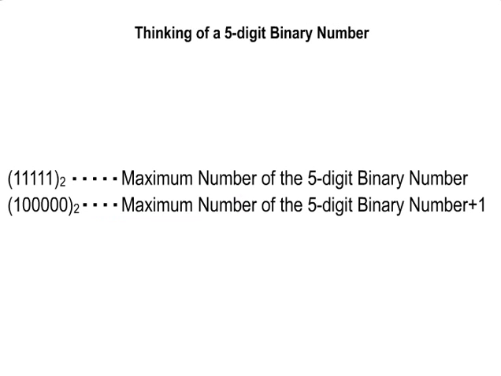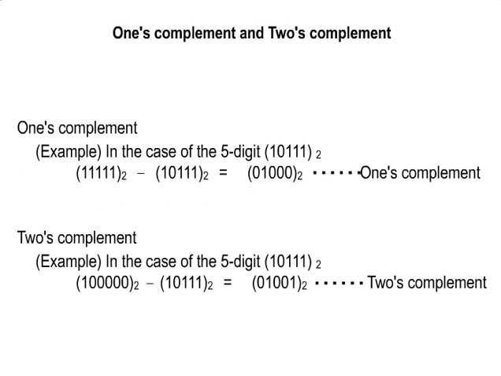For example, in the case of a 5-digit binary number, there are two kinds of numbers that can become the reference number. 11111, base 2, the maximum number of the 5-digit binary number. 100000, base 2, the maximum number of the 5-digit binary number plus 1. In the case of binary numbers, there are 1's complement and 2's complement. Let us actually find each complement.